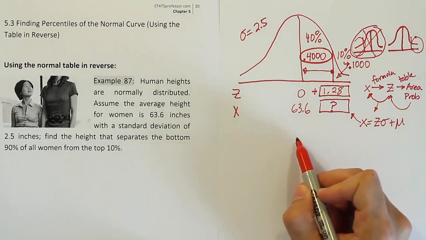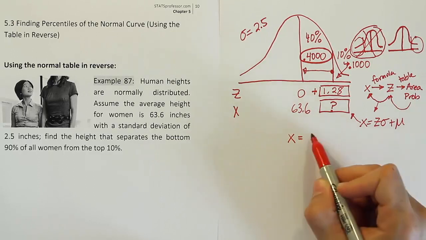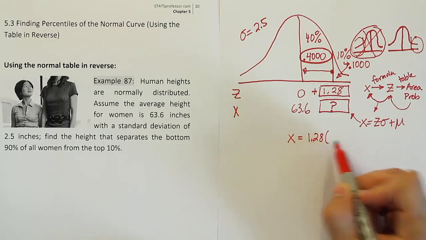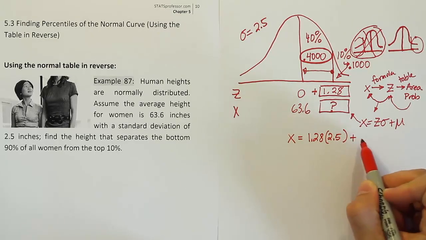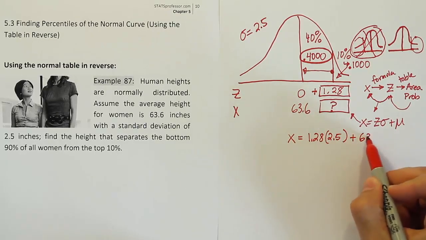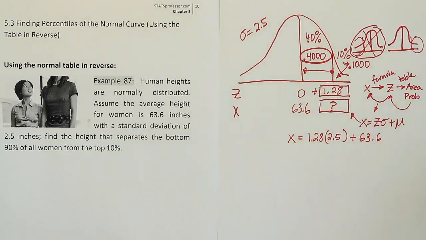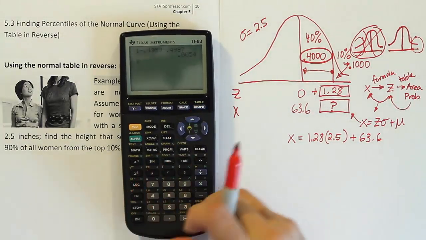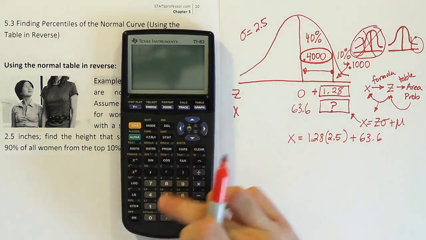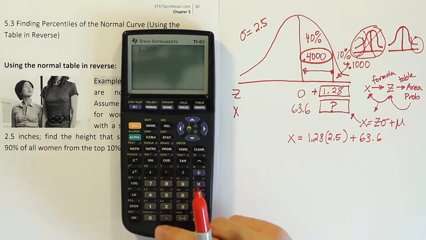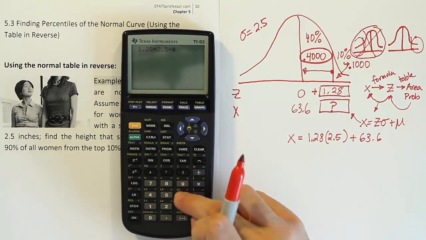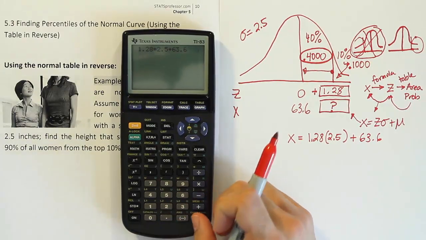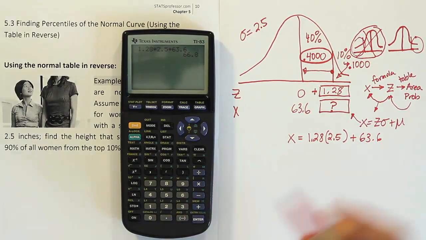So ultimately, the height that we're looking for, the x value we need, is going to be the z-score 1.28 times the standard deviation of 2.5 plus the mean, which is 63.6. All right, we plug all that in. Let's see what it comes up with as our answer. So we will have 1.28 times 2.5 plus 63.6. And when we're done, we get 66.8.